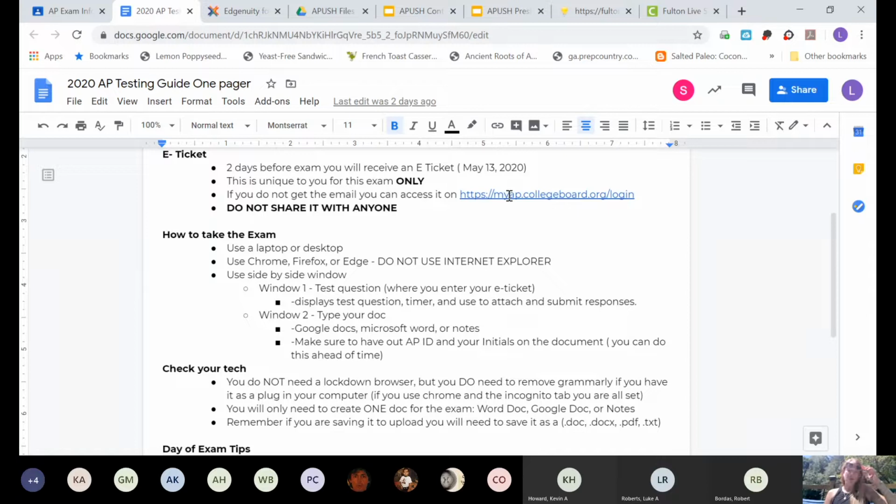So make sure that you have that, especially if you're somebody that gets extended time or something like that, that's programmed into yours only. So you need to make sure that you're accessing yours alone.